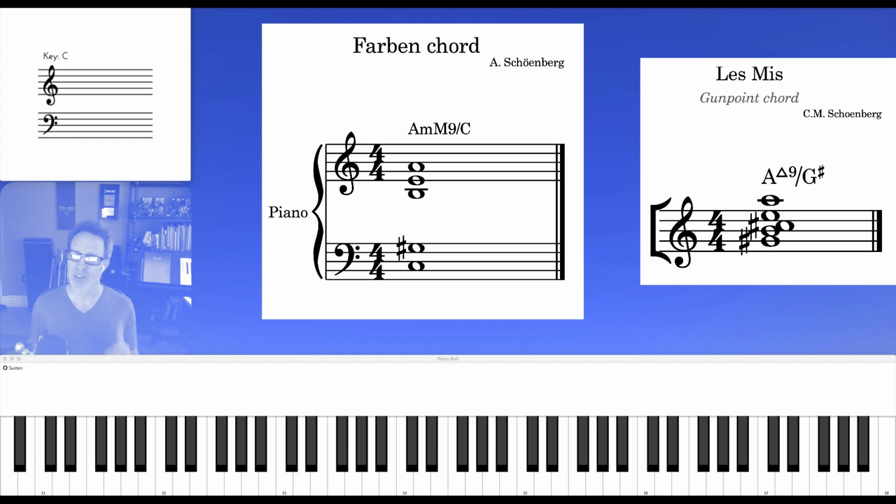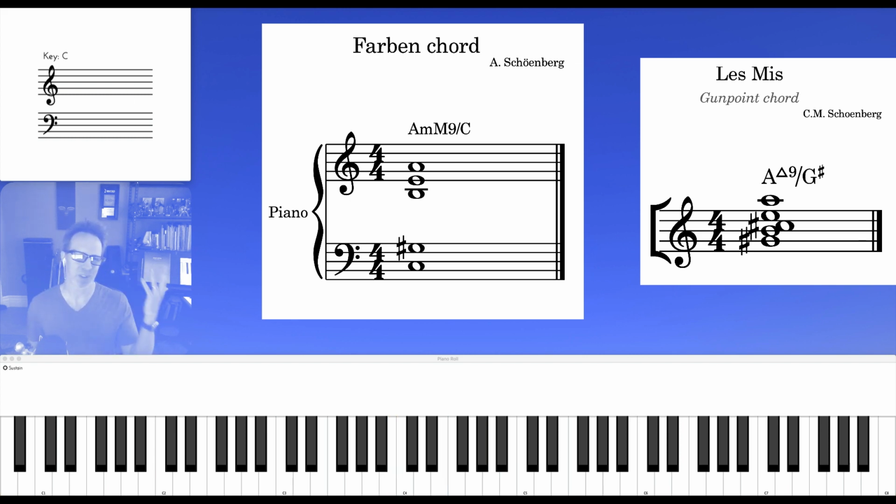The two chords are the same, except for one note. If you take the C sharp from the gunpoint chord from Les Mis, drop it an octave, take it down a half step, that is the Farben chord. Let me take this down an octave. Here's the gunpoint chord from Les Mis. Here's the Farben chord.